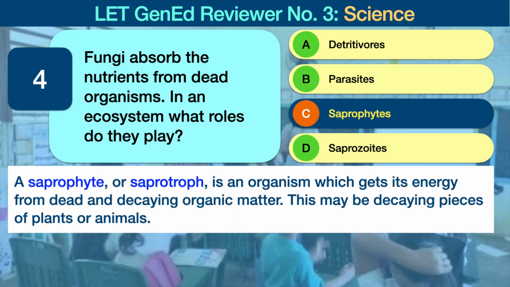The correct answer is C. Saprophytes. A saprophyte, or saprotroph, is an organism which gets its energy from dead and decaying organic matter. This may be decaying pieces of plants or animals. This means that saprophytes are heterotrophs. They are consumers in the food chain.